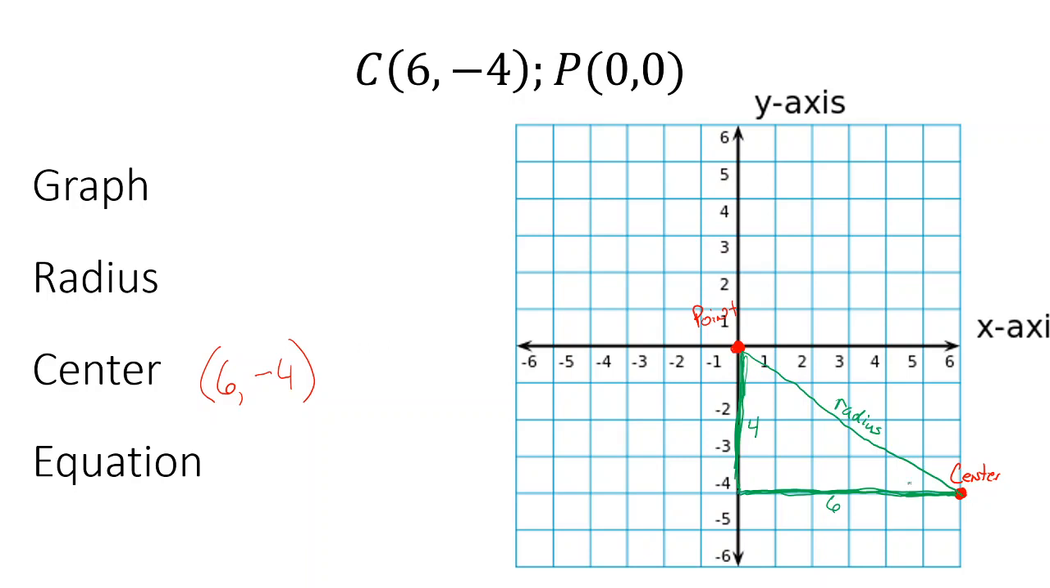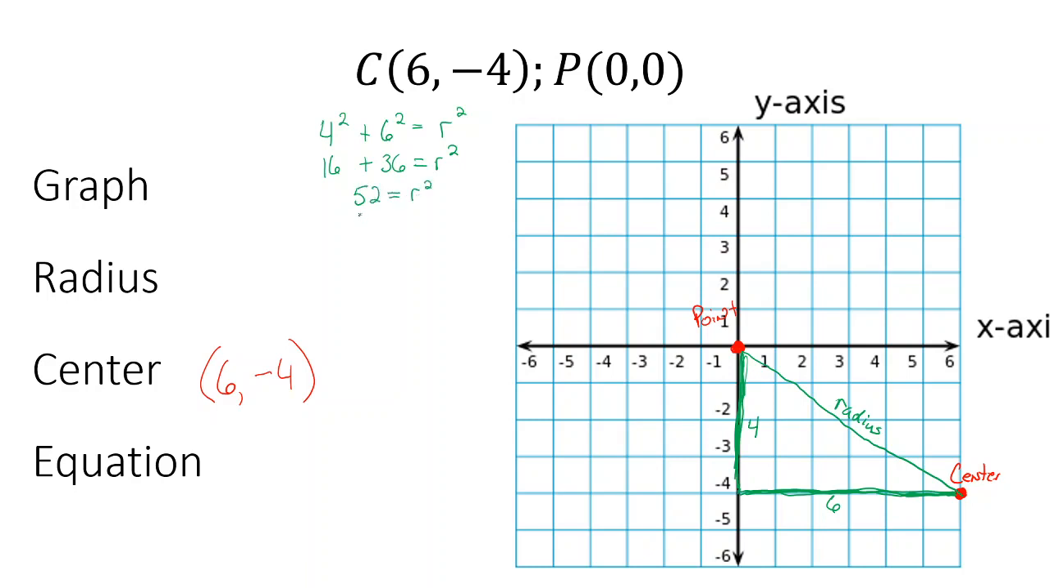This is 4, and this is 6. That's the distance, and because it's on a Cartesian plane, it's kind of easy to count. 1, 2, 3, 4, and 1, 2, 3, 4, 5, 6. It's pretty simple to come up with those values, and so we know a squared plus b squared equals c squared. So we got 4 squared plus 6 squared is going to equal my radius squared. So 4 squared is 16, and 6 squared is 36. Add them together, and we're going to get 52 equals r squared.